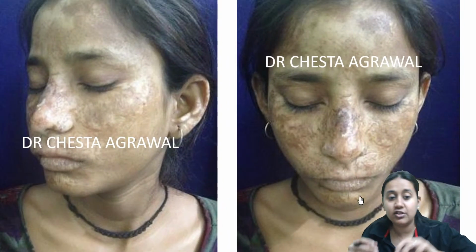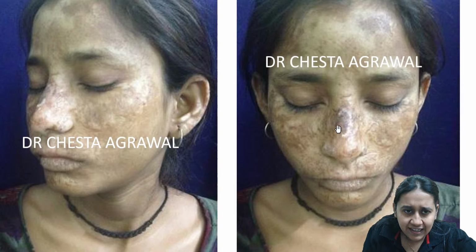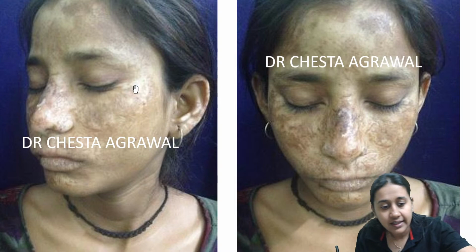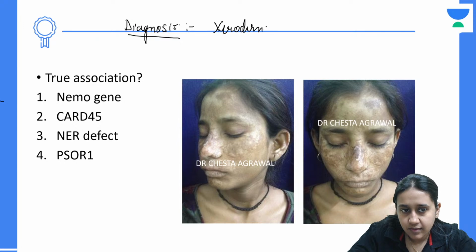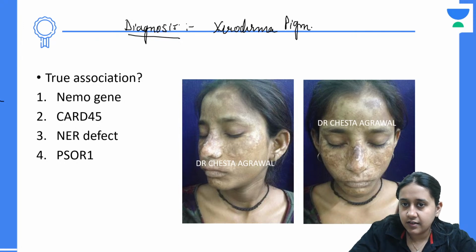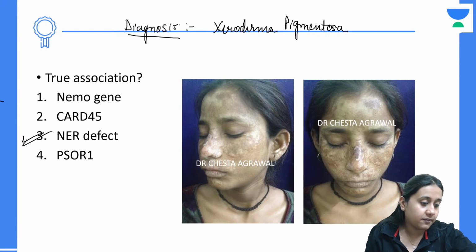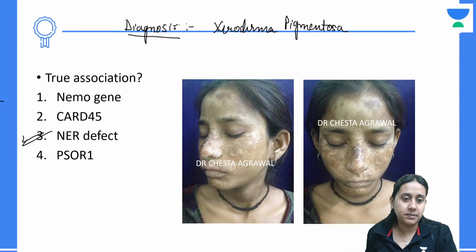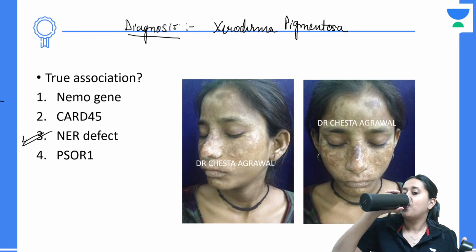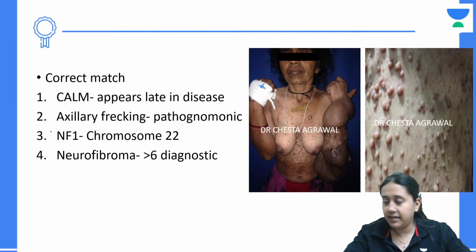She presented to us with complaints of photosensitivity. When we examined her, we could see some freckling present on the exposed parts with scarring. We made a diagnosis of xeroderma pigmentosa. And please remember, it is a DNA repair defect, a nucleotide excision repair defect. Xeroderma pigmentosa. Next.